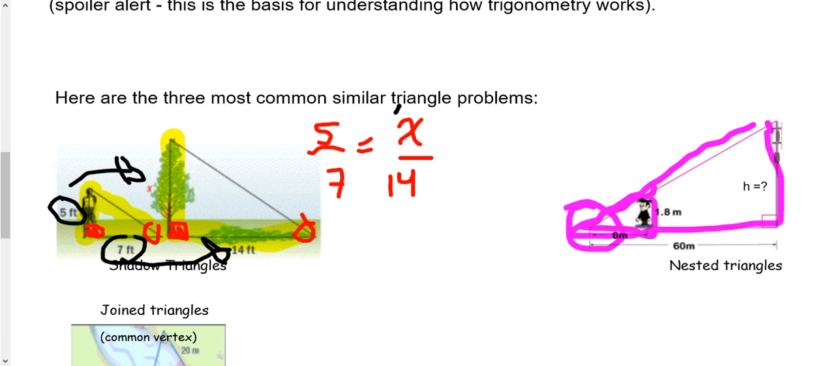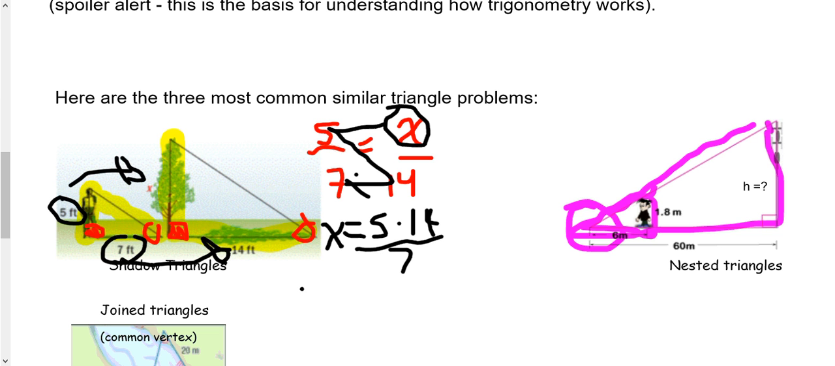So with Amazing Dr. Z, we always start at the X, zip, zip, zip, make a nice Z pattern. We're going to multiply the corners, so we're going to say X is equal to 5 times 14, divide by 7. So 5 times 14 is 70, divide by 7, and it's 10. So even though we could see that 5 was going to double to 10 anyway, it still works out, which is pretty good. Okay, now let's go to the nested triangles here.